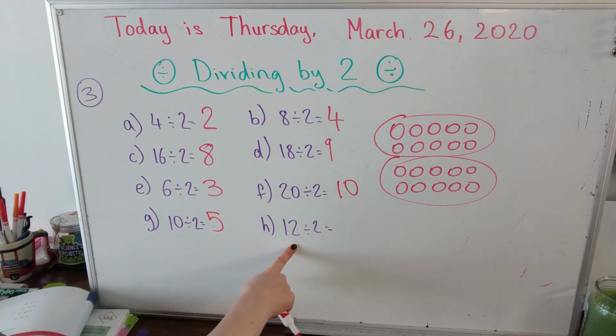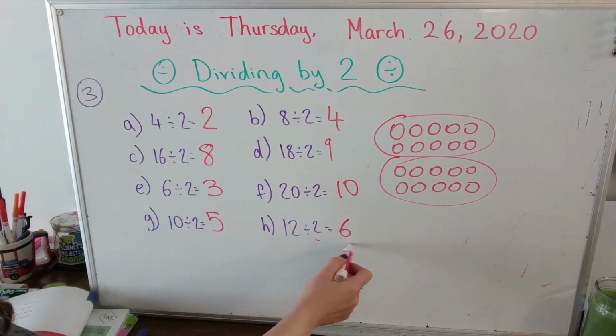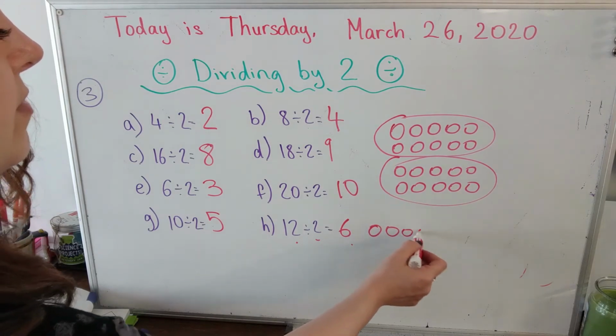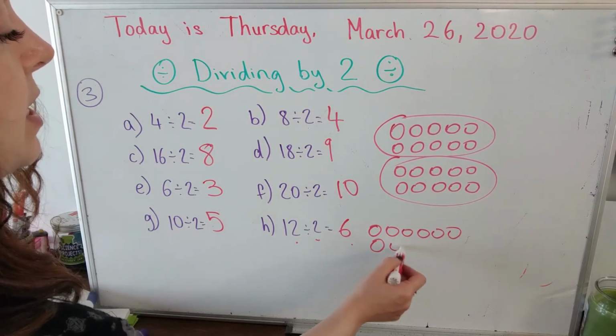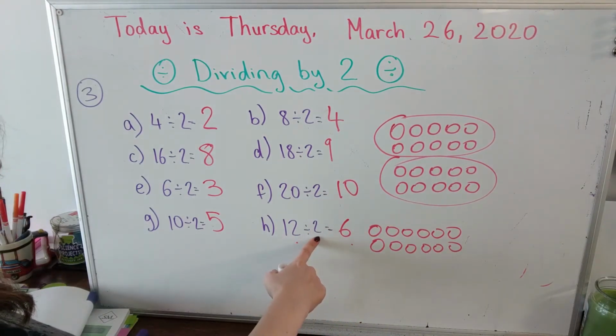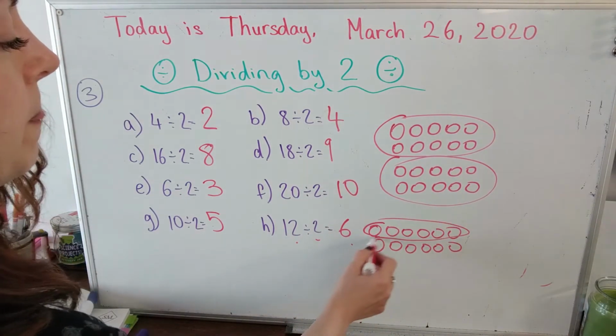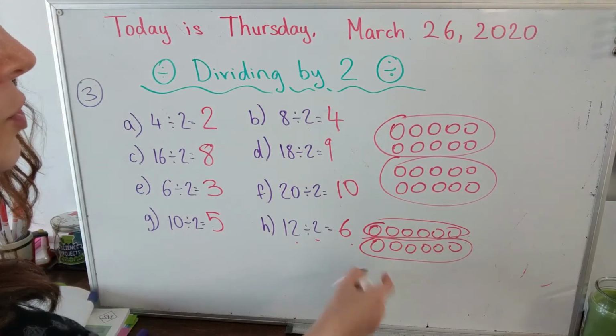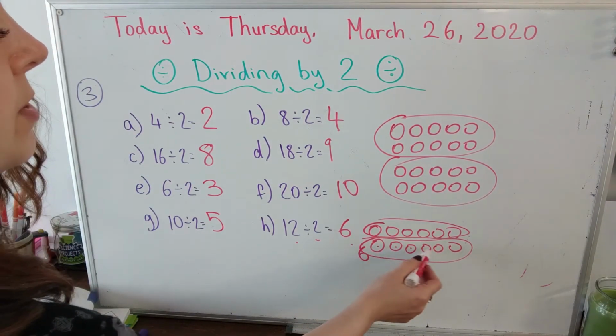And the last one here is 12 divided by 2. 2 times what gives you 12? 2 times 6 gives you 12. Now let's actually divide and check. 1, 2, 3, 4, 5, 6, 7, 8, 9, 10, 11, 12. 12 counters. Divide it into two groups. Group 1 and Group 2. Inside of each group there are 6. 1, 2, 3, 4, 5, 6.